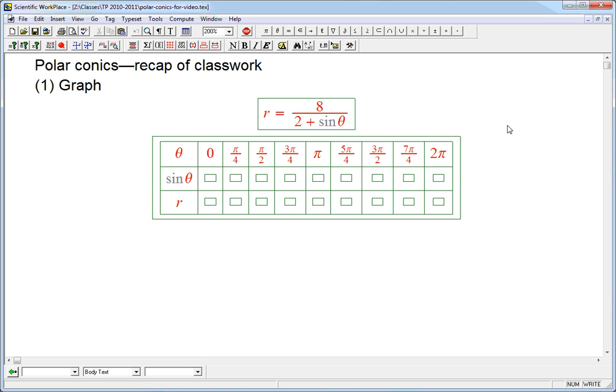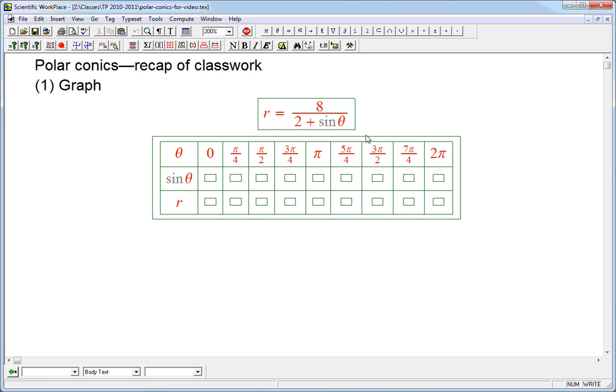This is a recap of classwork we did on Friday for those of you who missed it or those of you who want to see it again. We're not going to go too much further with this just for lack of time, but we were graphing a couple of funky polar equations and discovering that they actually had some interesting answers to them.